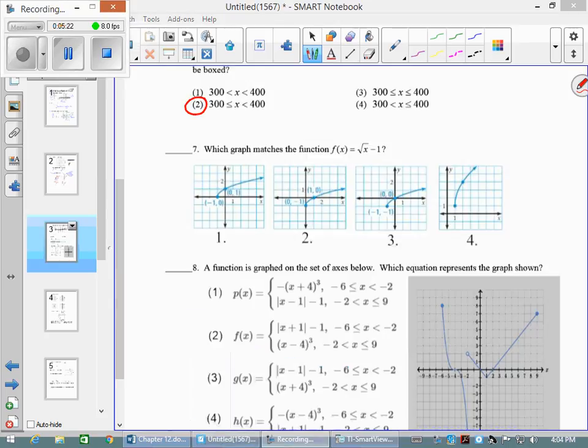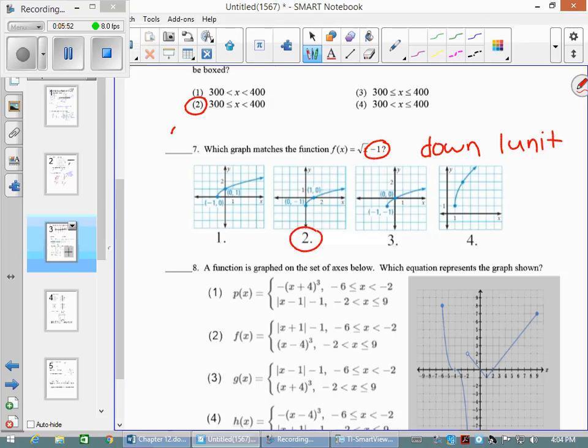Okay, for number 7, they want to know which graph matches the function f of x equals the square root of x minus 1. Now we have our minus 1 on the outside, so that means that we're going to have a vertical shift up or down. And since this is a negative 1, that means we're going to shift down 1 unit. So if we look at our graphs, the graph that has a shift down 1 unit would be number 2.